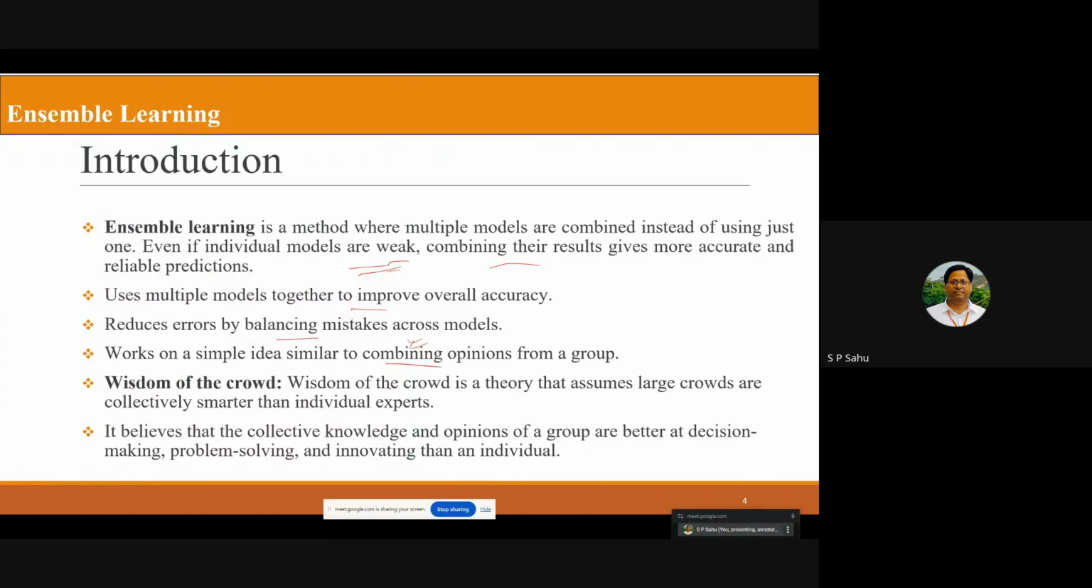And wisdom of the crowd. A single model may not be capable enough to give decisions. So whenever we have a crowd, a group of models, we are assuming that they collectively work and extract the significant features from the samples, and then they can give a correct response or good performance as compared to an individual expert. So it's the collective knowledge and opinion of a group, which is better at decision making, problem solving, and innovation than any individual. This is the basic fundamental behind ensemble learning.